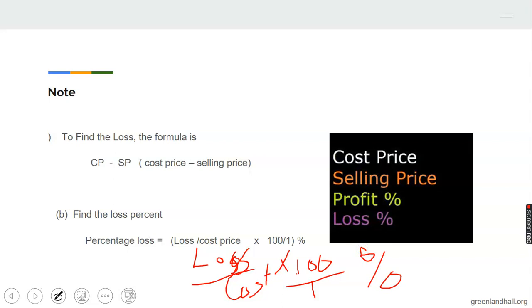I hope you got it to this point. To find the loss, cost price minus selling price. Then to find the loss percentage, loss over cost price times 100 over 1.